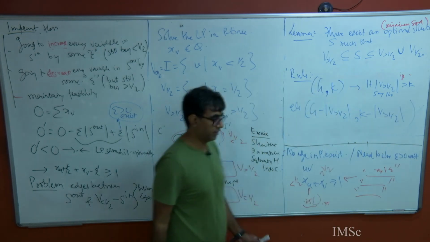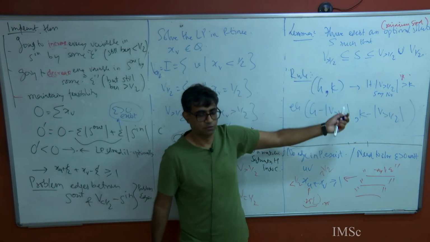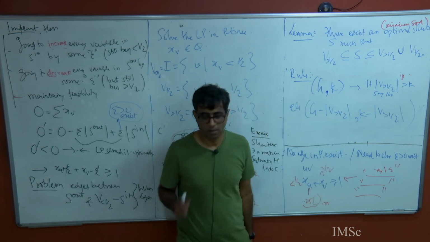That's it. And the correctness follows because of this lemma. There exists an optimum solution containing this, right? So you take that solution, delete it, then nothing will happen. So this is a perfectly fine lemma. Okay.